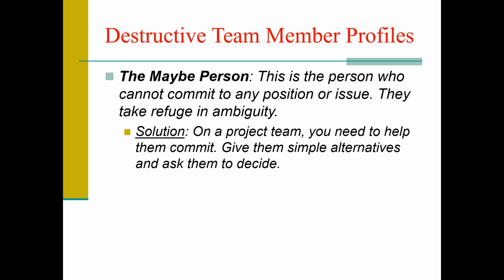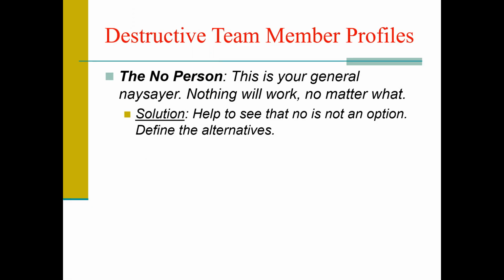Next is a maybe person. This is a person who cannot commit to any position or issue. They take refuge in ambiguity. Next is a no person. This person says no to anything that is put towards him.